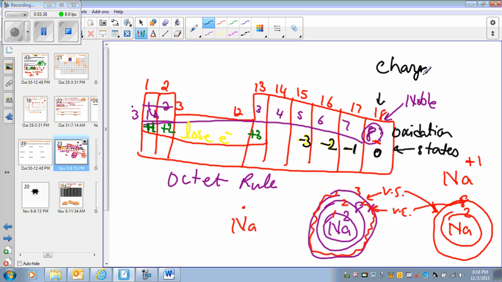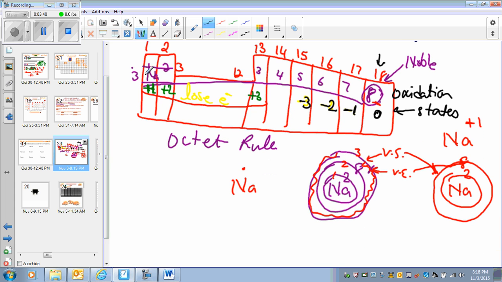So if I ask you, what is the charge of sodium? Sodium is in group 1, so you will say the charge for sodium is +1. What is the charge of calcium? Calcium is in group 2, so the charge for calcium is +2. Fluorine is right here, so the charge for fluorine is -1. Nitrogen is here, so the charge for nitrogen is -3.